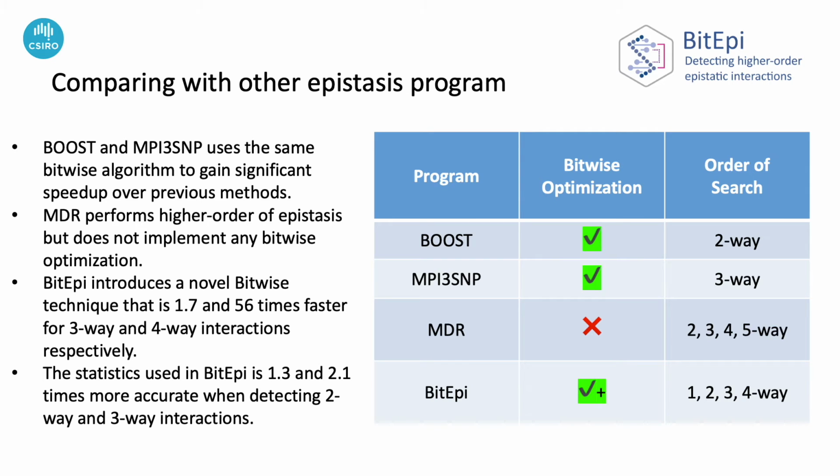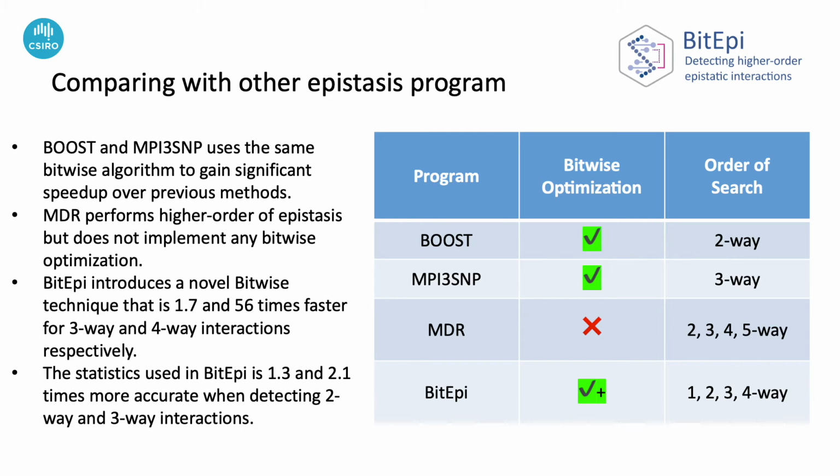We also include MDR because this is the only other implementation that performs 4-way exhaustive search, but it does not implement any sort of bitwise optimization. BitEpi is 1.7 times and 56 times faster for 3- and 4-way search compared to MPI3SNP and MDR. The huge speedup compared to MDR is because MDR does not implement any bitwise optimization.